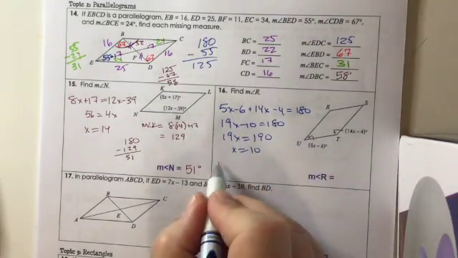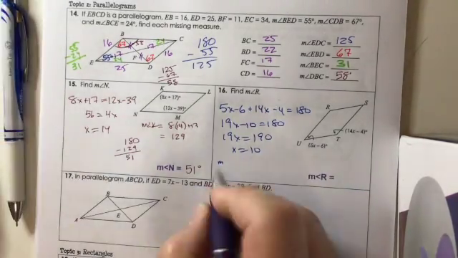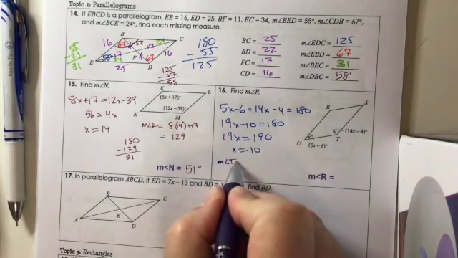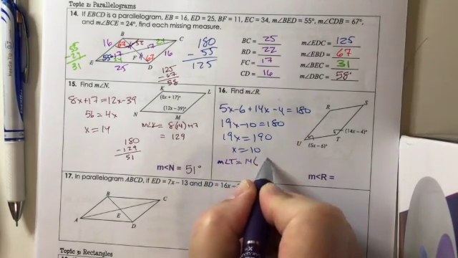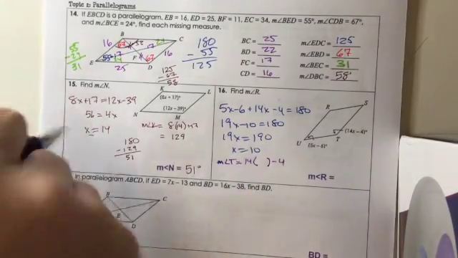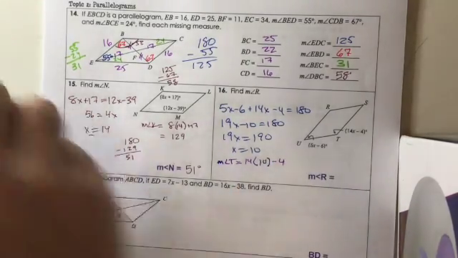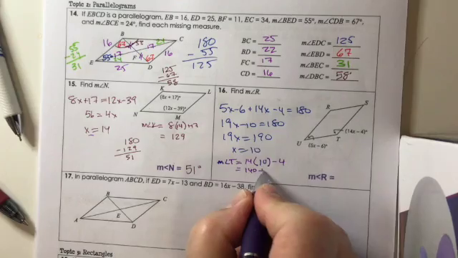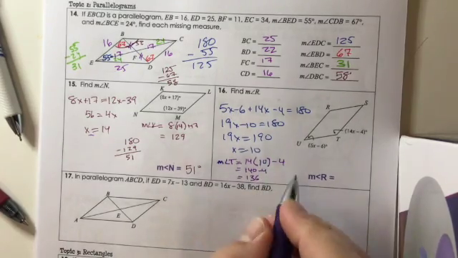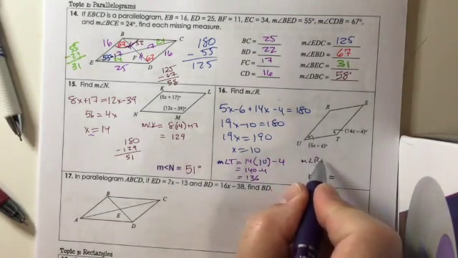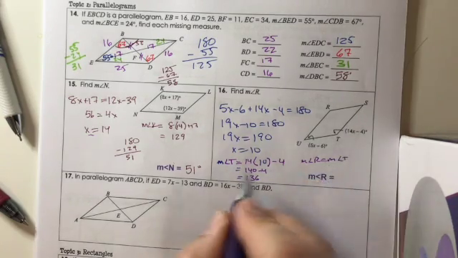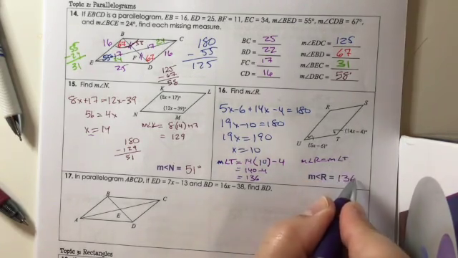That means that measure of angle T is 14 times 10 minus 4, so that's equal to 140 minus 4, which is 136. Since measure of angle R equals measure of angle T, we can say that R is equal to 136 as well.